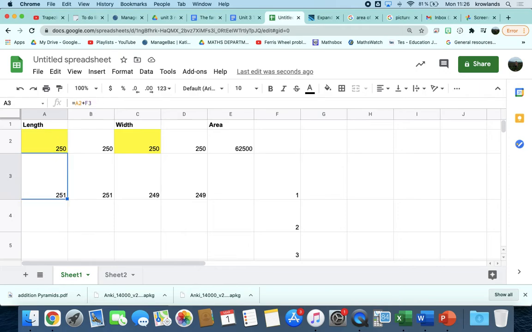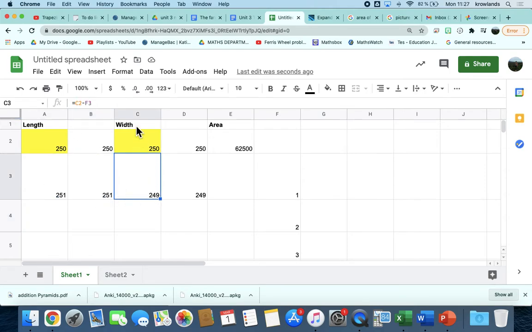Press enter. Now this one, we clearly want the lengths to stay the same, because when you change a length or a width of a rectangle, obviously both the lengths are the same as each other and both the widths are the same as each other. So what you could do is just write equals this one here. So I've put equals A3.